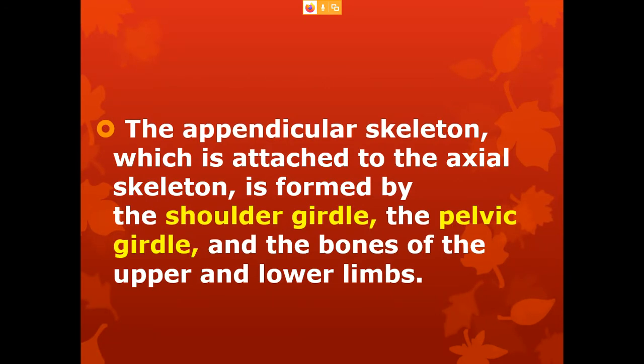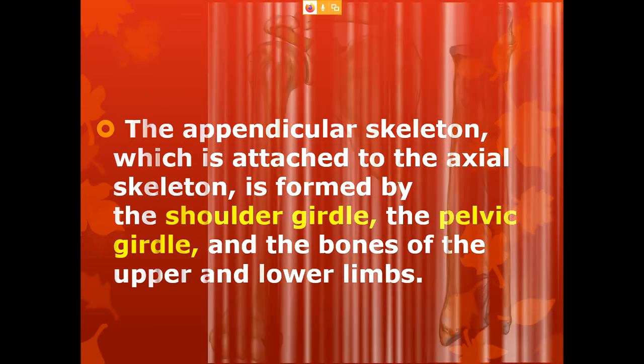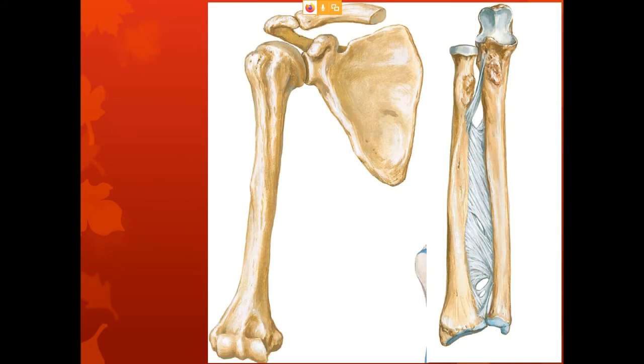Then coming to the appendicular skeleton, which is attached to the axial skeleton, it is formed by the shoulder girdle, the pelvic girdle, and the bones of the upper and lower limbs. Okay, so that is about the axial and appendicular skeleton. Now, let us see how the bones of the upper limb are present. Here we are seeing the upper limb bones.